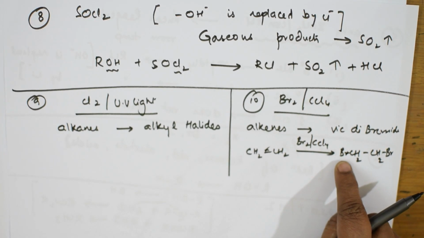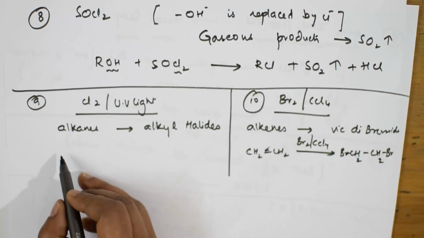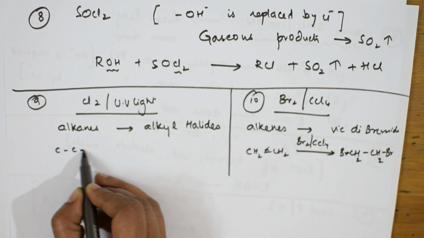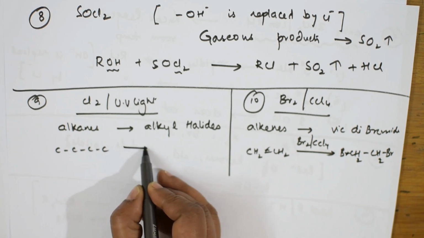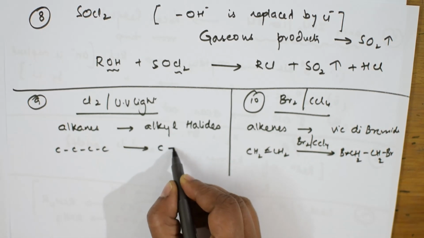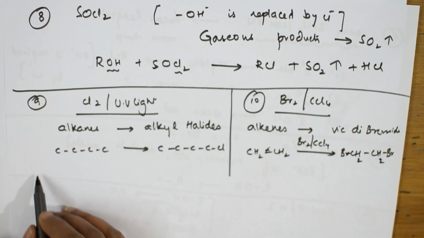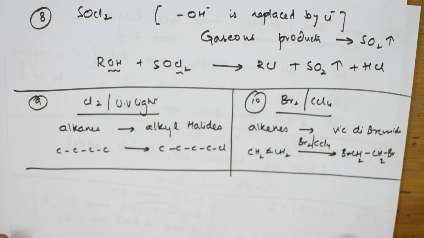Geminal means same carbon, vicinal means two different carbons, right? Fine. So here I said, if I take alkenes, you have a straight chain alkene, right? You're introducing chlorine, UV light. The hydrogen will be replaced by this and you will be getting Cl. Done? Like this. Right. Now these two reagents are over.